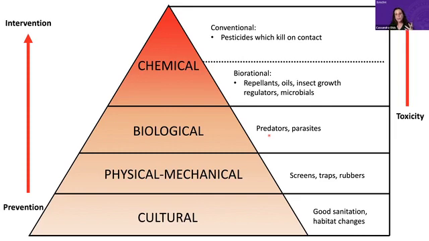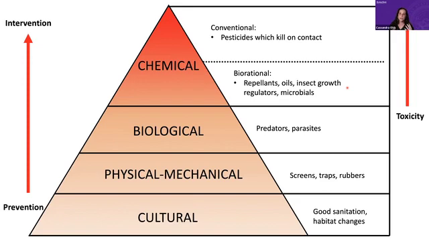Then when we're looking at the chemicals, what you really want to do is start off with what we call biorational chemicals. So these are repellents, oils, insect growth regulators. There is a misnomer out there that flies cannot get resistant to insect growth regulators. This is not correct. We are seeing resistance to insect growth regulators.